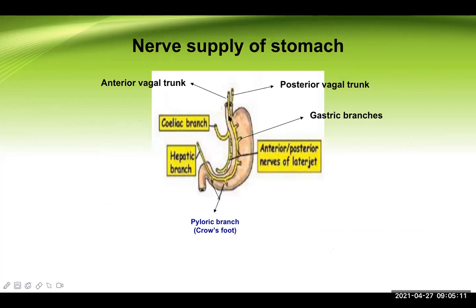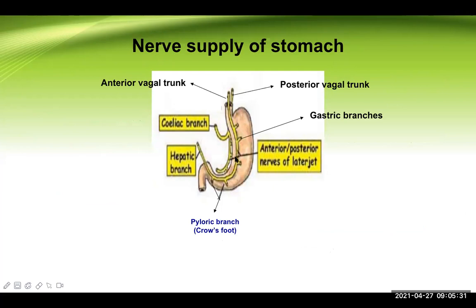Now, this is the nerve supply of the stomach in picture form. You can clearly see here the anterior vagal trunk is developed from the left vagus nerve. Posterior vagal trunk is developed from the right vagus nerve, and this gives rise to different branches in the stomach. See there, it is giving branches to different parts of the stomach.